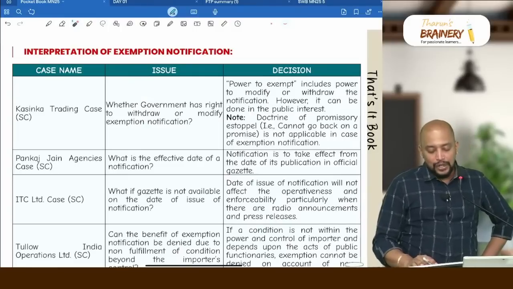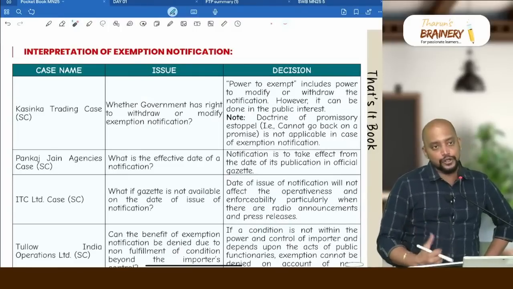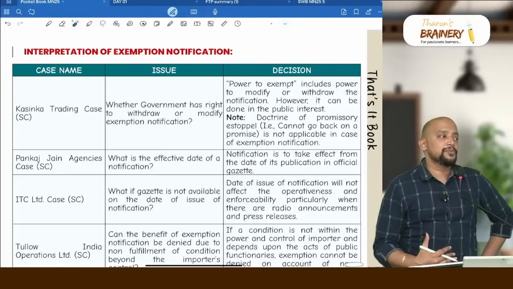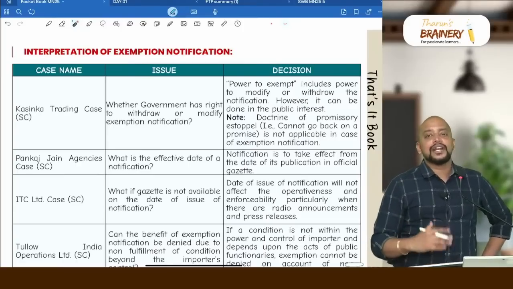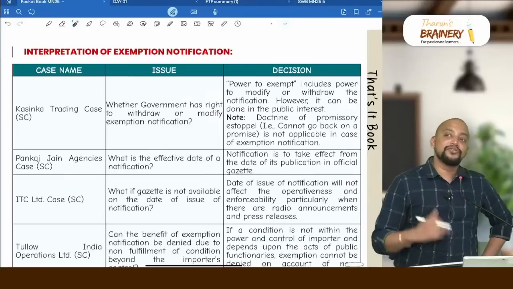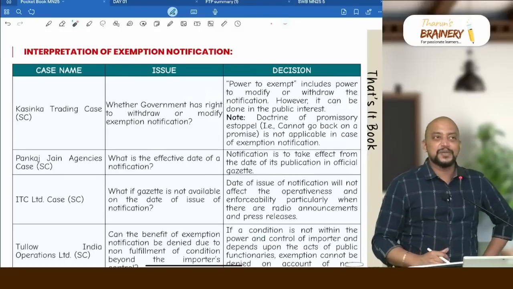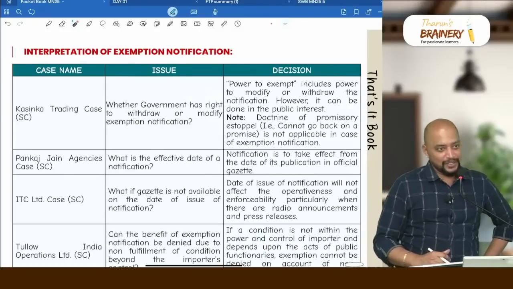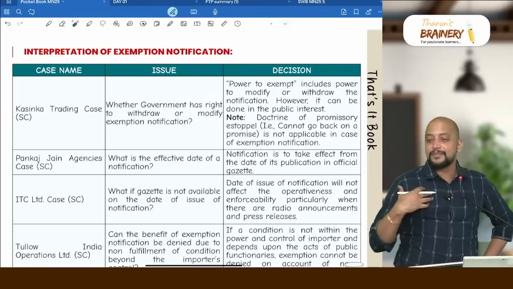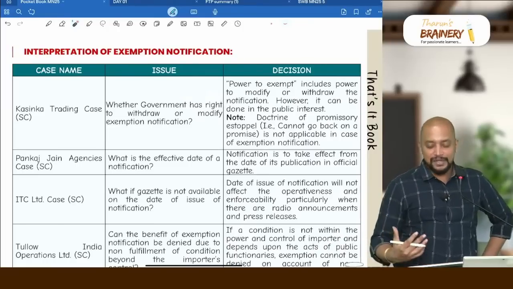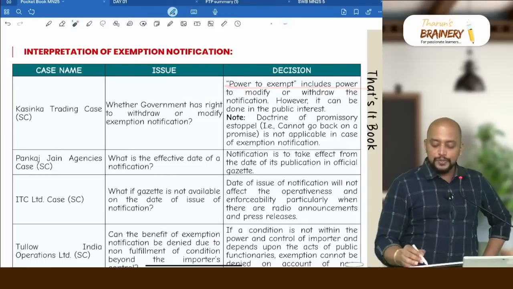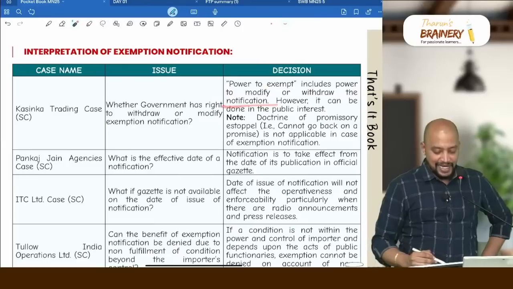That is, there is something called the doctrine of promissory estoppel. Doctrine of promissory estoppel means that, suppose I promised you that I will take the Rocket Revision batch. If I am not keeping my promise, that is a breach of the doctrine of promissory estoppel. You understood or not? So whenever we go back on a particular promise, the power to exempt includes the power to modify or withdraw the notification.